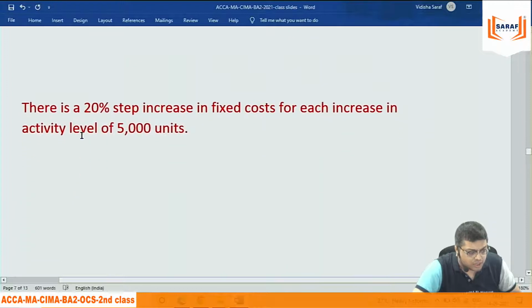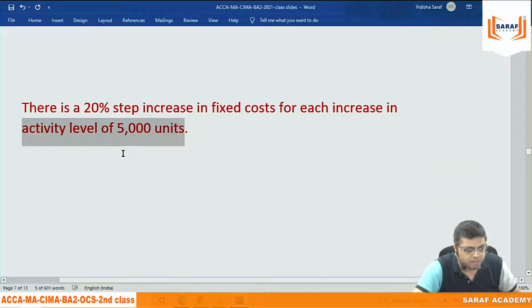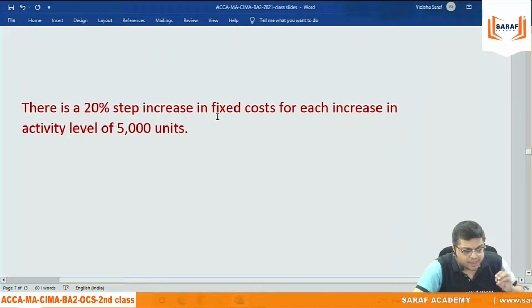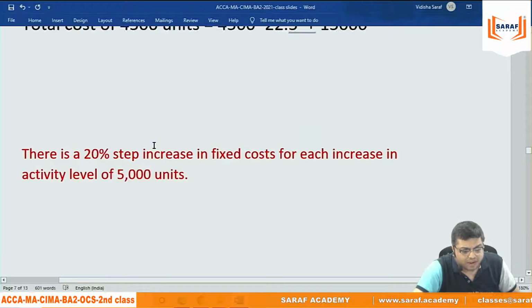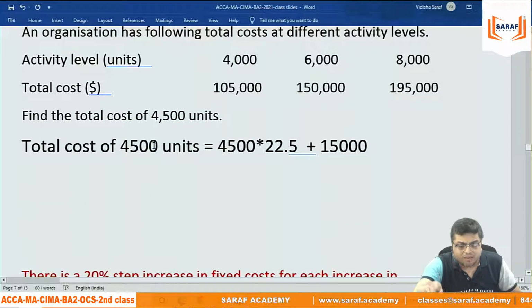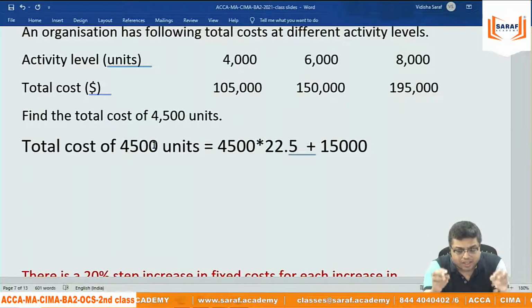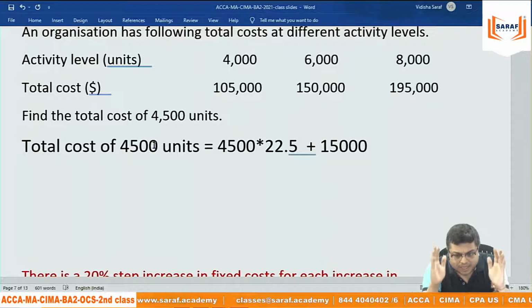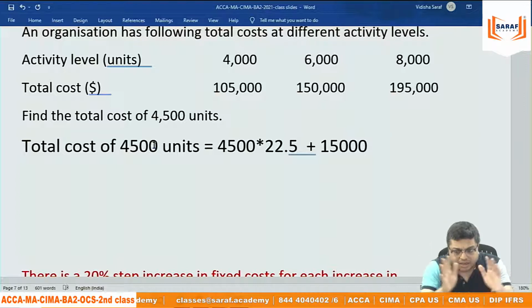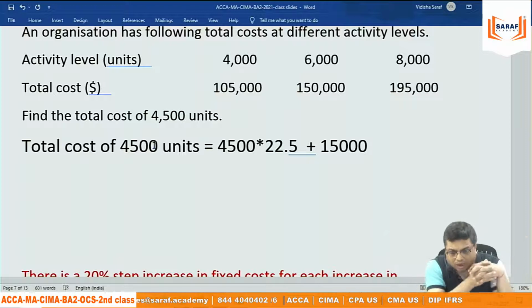But the question is saying that there is a 20% step increase in fixed cost. You can say fixed cost increases for each increase in level beyond 5,000. There is a 20% step increase in fixed cost for each increase in activity level of 5,000 units. So I was giving my example, the software 1 to 99. Whether it's 10 students or 20 in the live class, within 99, the software cost is say 20,000.